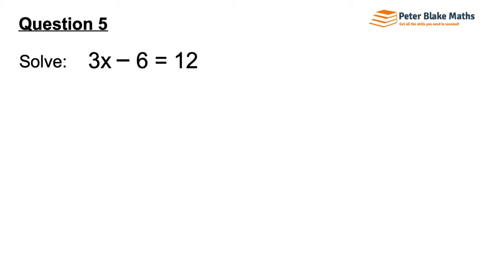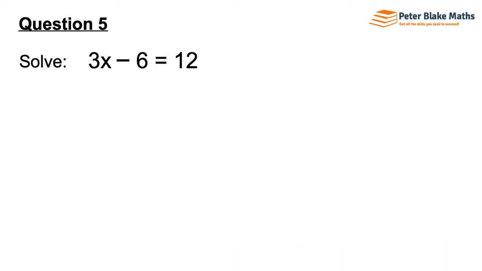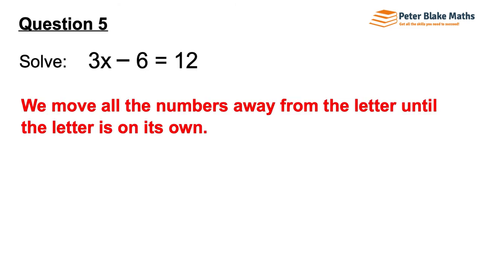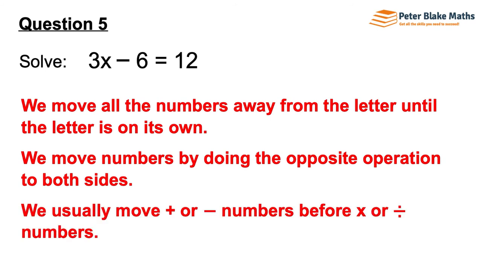Question 5. Solve 3x minus 6 equals 12. Okay, we move all the numbers away from the letter until the letter's on its own. We move numbers by doing the opposite operation to both sides. Now we have two choices here. We need to move either the 3 or the minus 6 first.